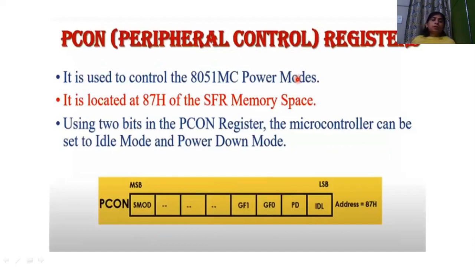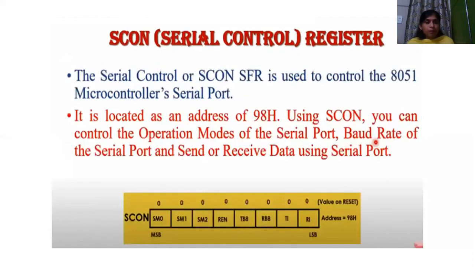Peripheral control register, which is used to control the power modes in the 8051 microcontroller. The address is 87H, and it works in both idle mode and power down mode. The serial control register is used for the microcontroller serial port, and its address is 98H. It is used for controlling the operation modes of the serial port, the baud rate of the serial port, and sending or receiving data using the serial port.